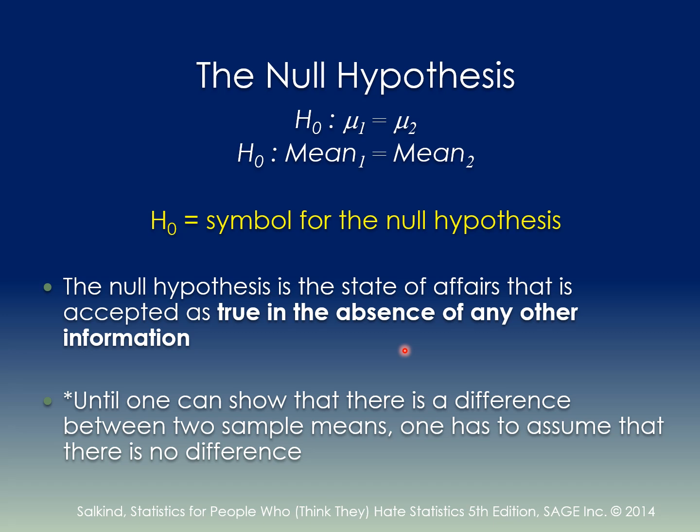And so the null hypothesis is the state of affairs that is accepted as true in the absence of any other information. What does that mean? It means that the only thing we know for certain is the null hypothesis is likely true. And then we use statistics to disprove that. That's what we do. It's a weird way of doing things. I apologize. It's kind of like going to a restaurant through the back door. Why can't you just go and prove something? Well, you can't. It's not the way it works. We have to disprove something.